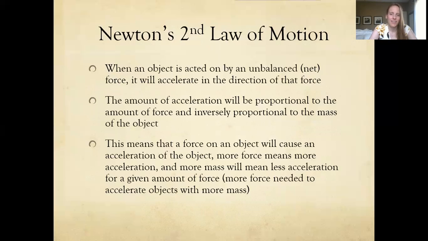Okay, Newton's second law of motion says that when an object is acted on by unbalanced net forces, it will accelerate in the direction of that force. So that's what we were just talking about with our force diagrams. As soon as we have two arrows that aren't the same size, that is representing unbalanced forces. And if our applied force is bigger than our friction force, it is going to move in the direction that that applied force was pushing in.